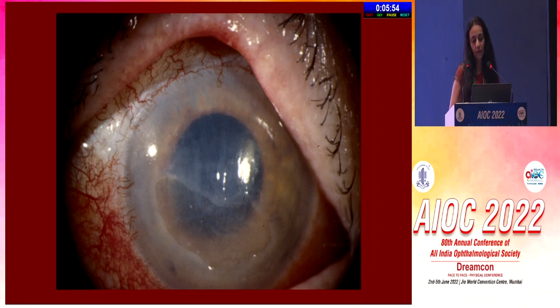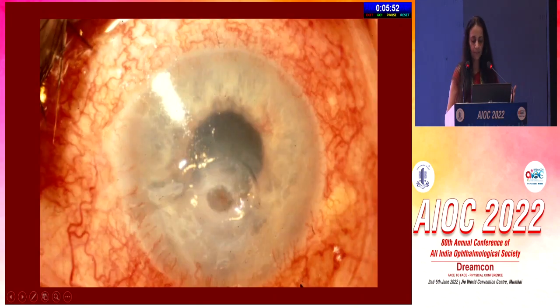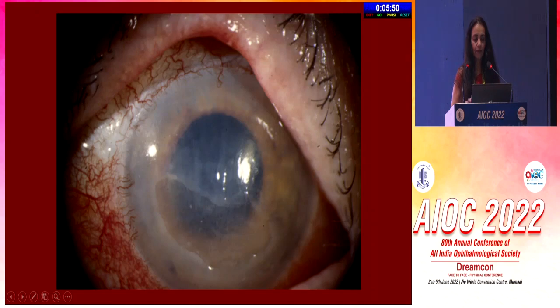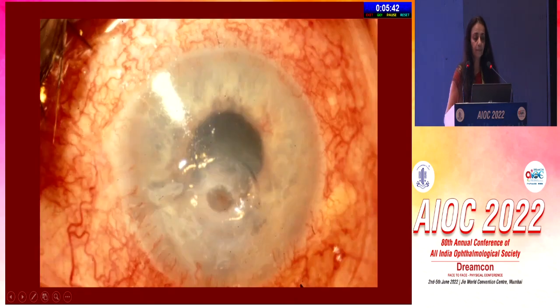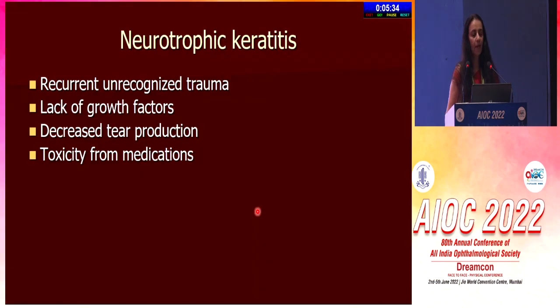In this case, if you look carefully, my pointer won't work. Oh. If you look carefully, you can see in the center, there are some keratic precipitates, which gives away that this is probably secondary to HSV or VZV. And a similar looking ulcer here, well-defined margins, thickened borders, and we'll look at that in a moment, why those borders are thickened. But why do you get these ulcers?